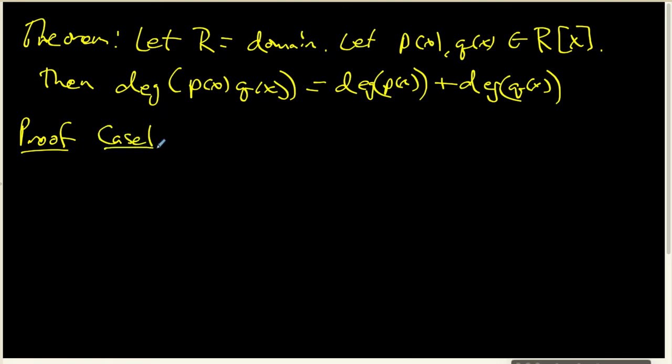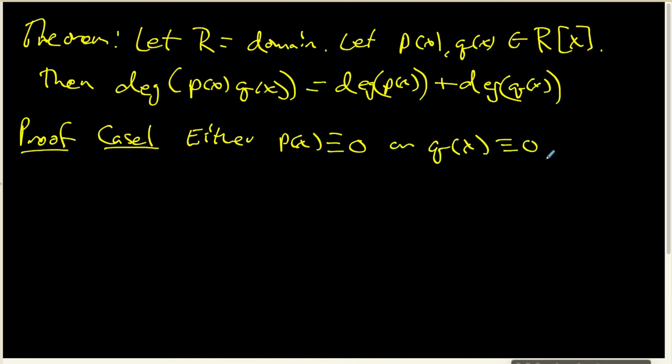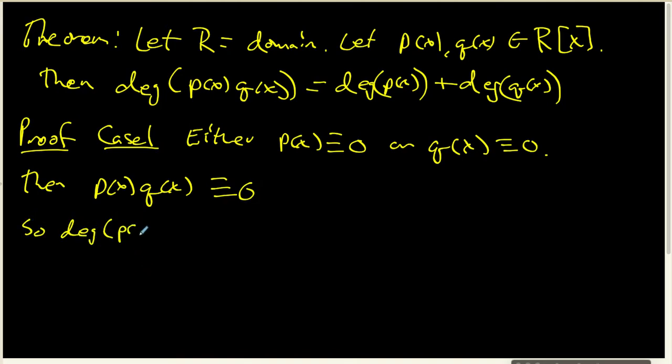And I'm going to call the first case that one of my products, either P(x) is identically equal to 0, or Q(x) is identically equal to 0. It could be the case that both P and Q are identically equal to 0. But in this case, then what I know is that P times Q is also the 0 polynomial, so the degree of the product is going to be minus infinity.